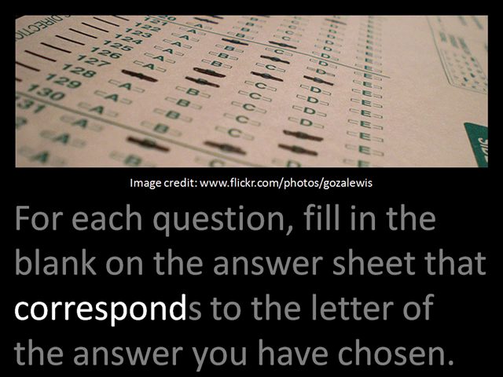Okay, so if we're taking a multiple choice exam, there will be several choices for each question, and you have to fill in the blank on the answer sheet that corresponds to the answer you think is correct. Right. Each answer in the test booklet corresponds to a blank on the answer sheet. In other words, one is related to the other.